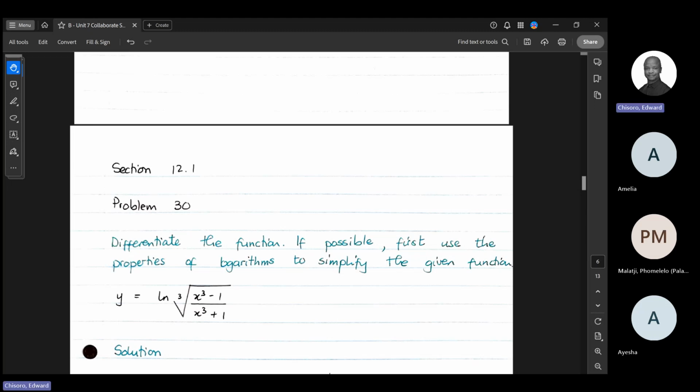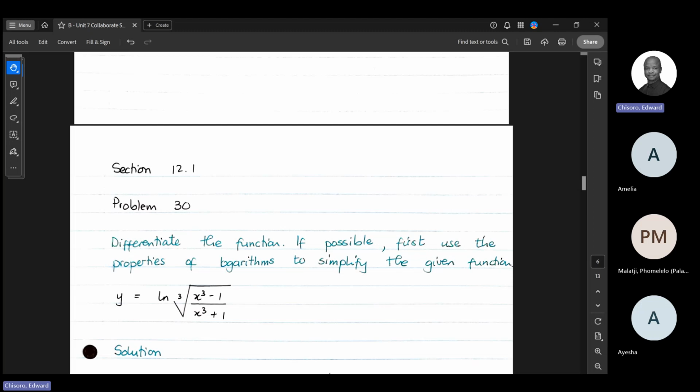I'm going to move on to problem number 30. This problem is asking us also to differentiate the function and, if possible, use the properties of logs to simplify and then differentiate. So we have a look at this one and we notice that there's ln of a cube root of a fraction.